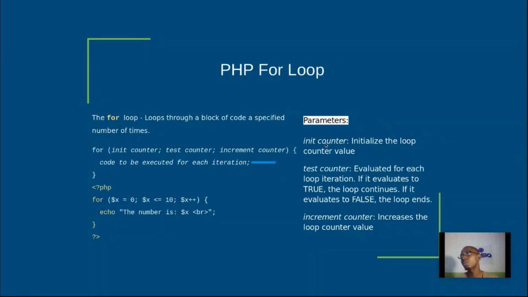Now, just to explain what these parameters are for the for loop, the init counter is used to initialize the loop counter value, right? For example, you have x equal to 0. Now you have the test counter. This is evaluated for each loop iteration. If it evaluates to true, the loop continues. If it evaluates to false, the loop ends. So this is what will determine whether our loop should continue or not, right? Just as in the while loop we said while x is less than or equal to 10, the same thing here: for x equal to 0, x less than or equal to 10, x plus plus. This is the increment operator, right?